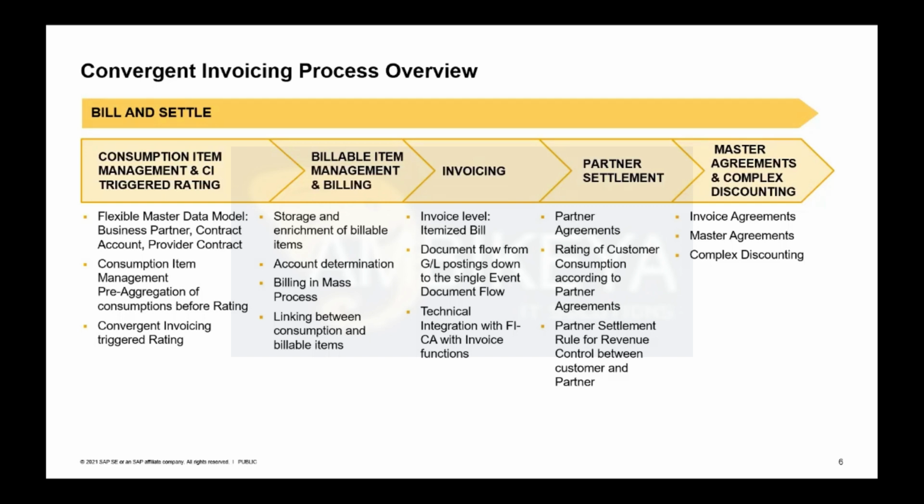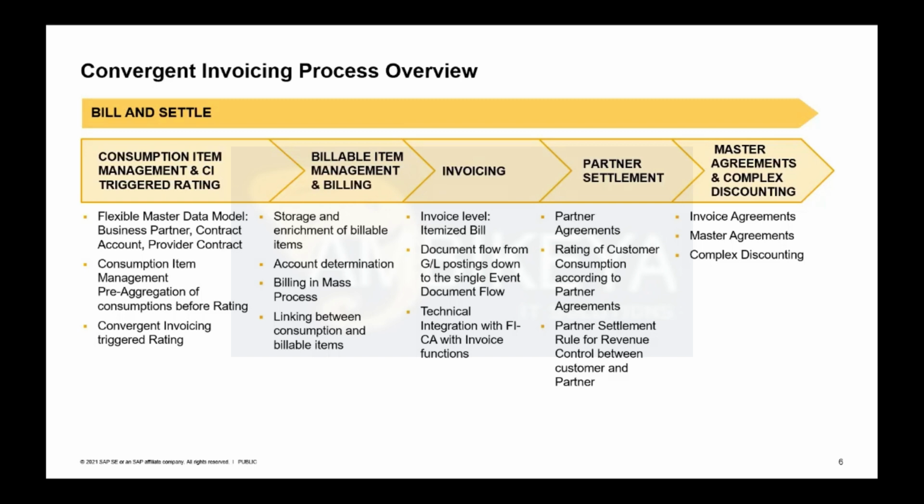So also in case we don't use this first option of the consumption item, we always have this step to store and enrich billable items to have them already complete for account determination. That means the enrichment of the billable items is one very important point. And this makes it very flexible.